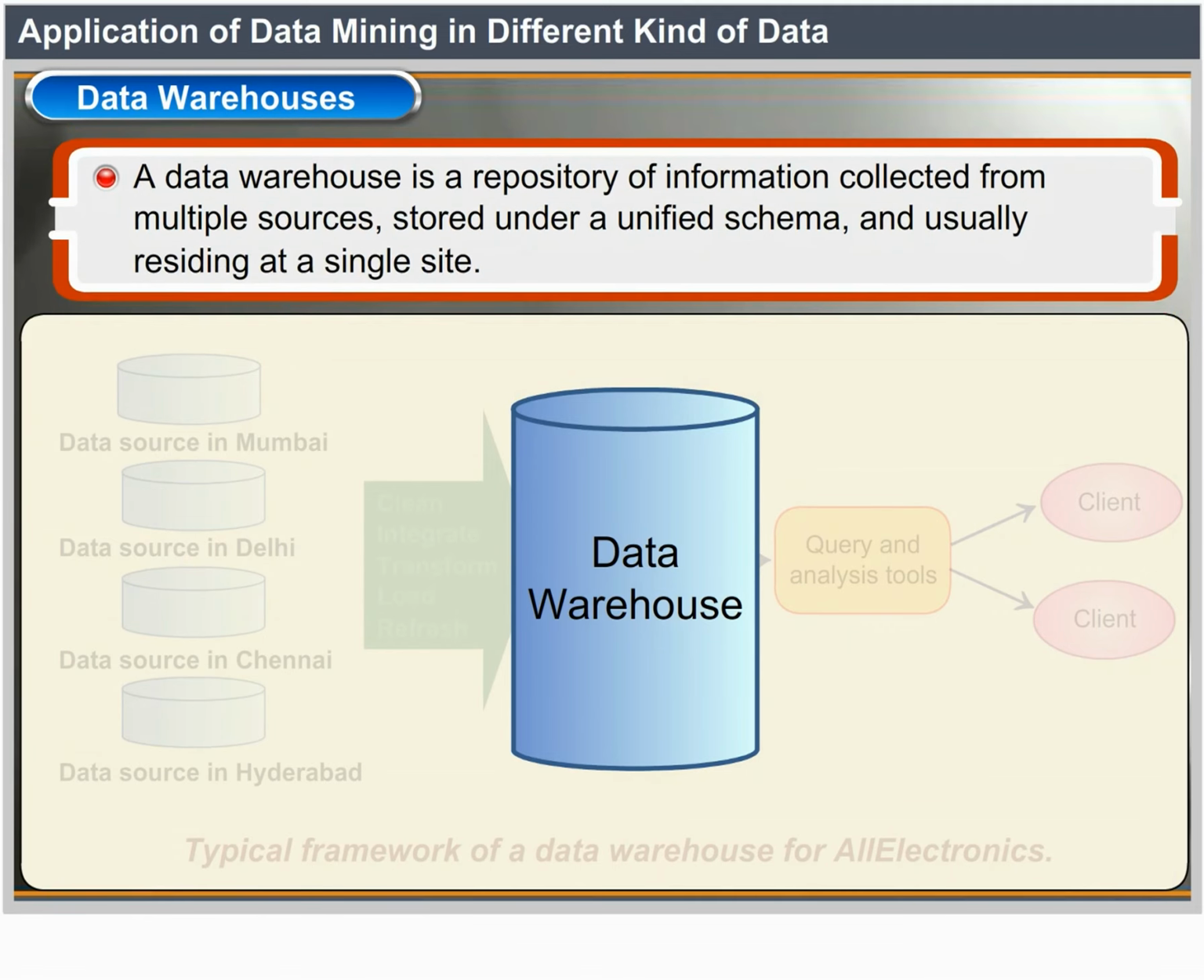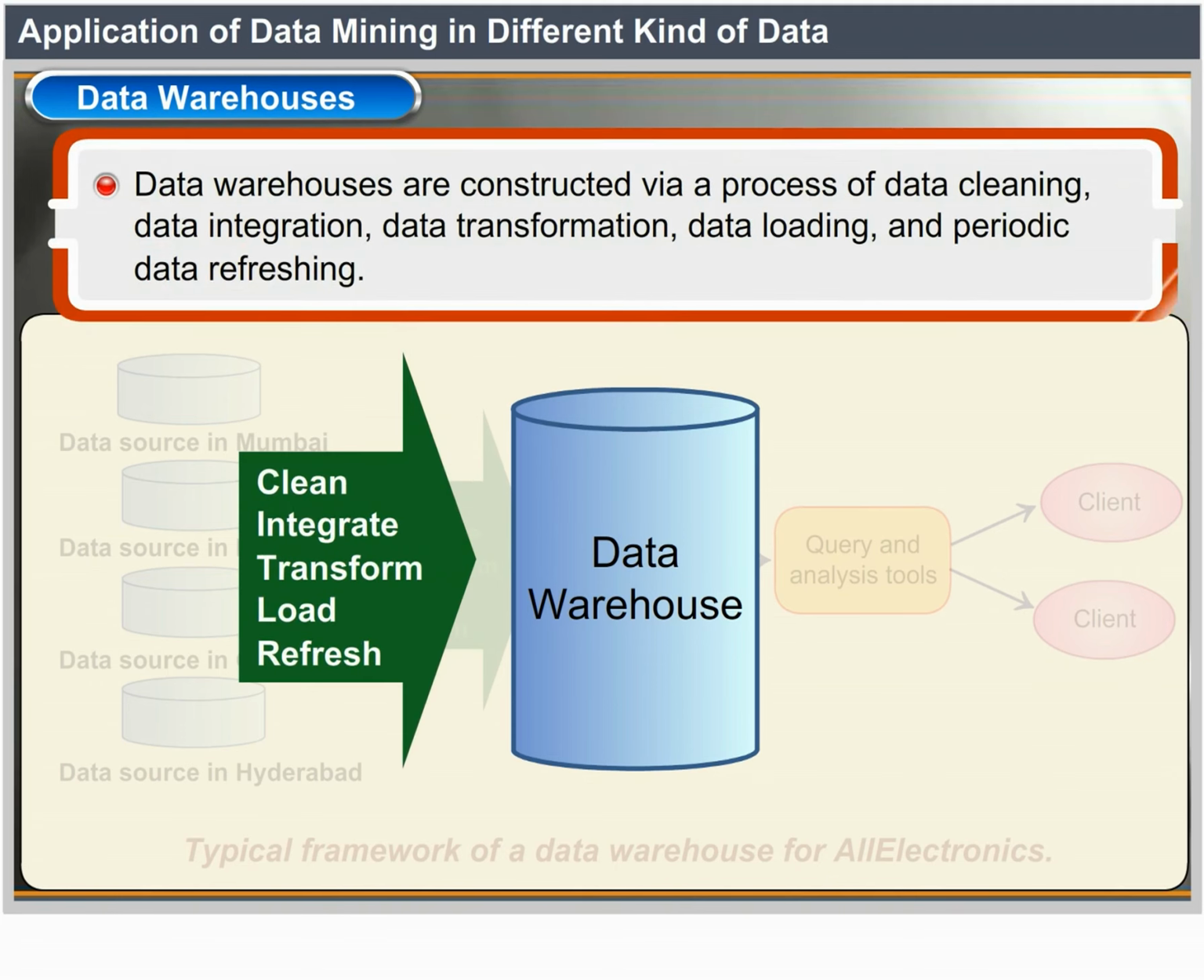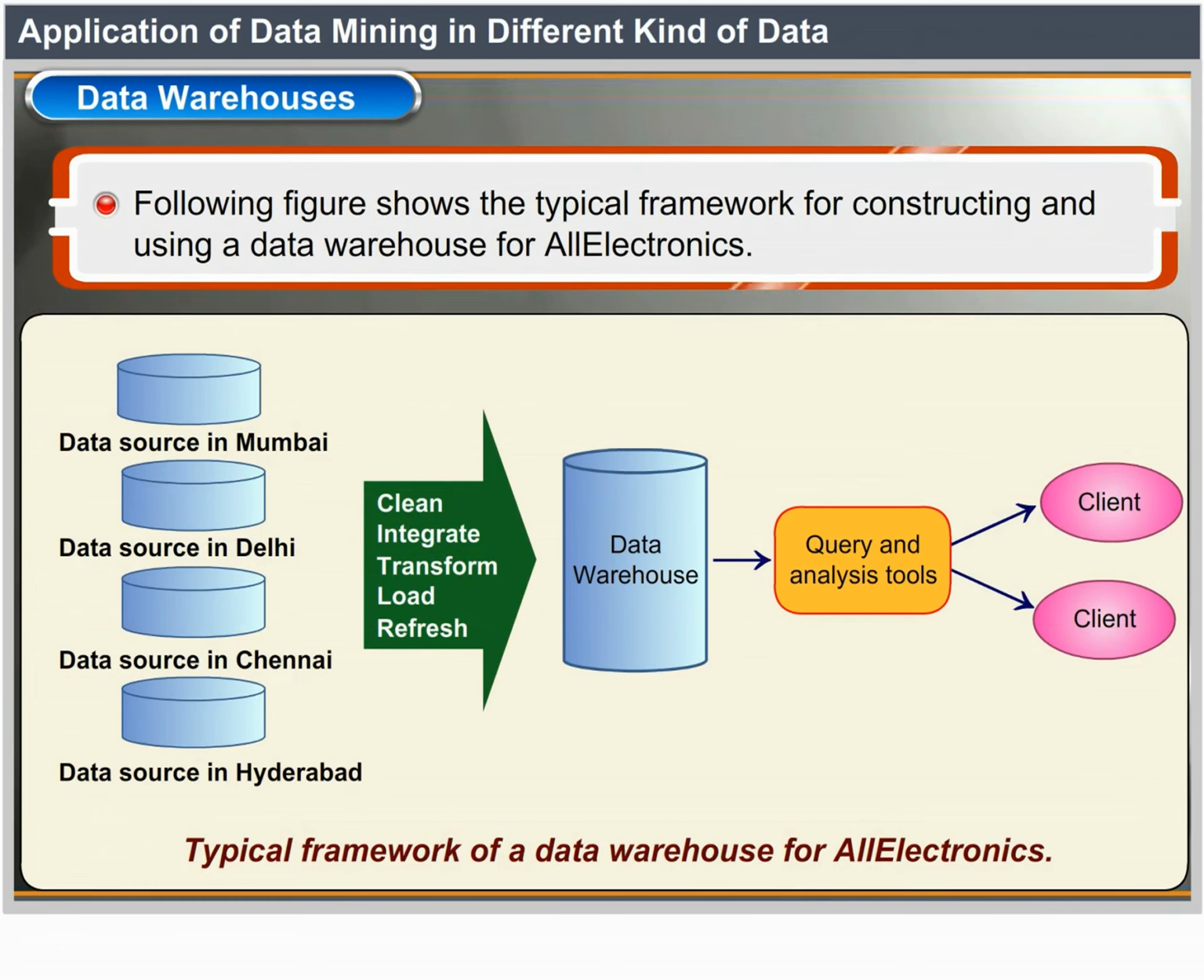A data warehouse is a repository of information collected from multiple sources, stored under a unified schema, and usually residing at a single site. Data warehouses are constructed via a process of data cleaning, data integration, data transformation, data loading, and periodic data refreshing. The following figure shows a typical framework for construction and use of a data warehouse for All Electronics.